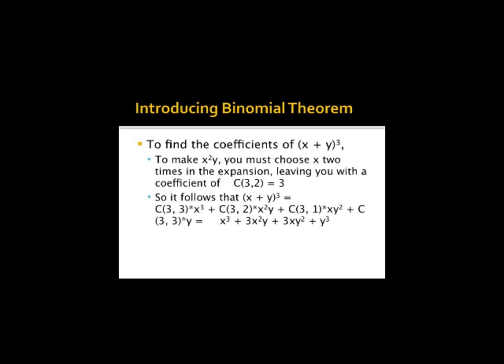To find the rest of the coefficients, we'll see that for x squared y, you only need to choose x out of 2 of the 3 expansions, leaving you 3 choose 2, which is 3. And so the coefficient for x squared y is going to be 3. Now, using that for the rest of the terms, we find that the expansion is x cubed plus 3x squared y plus 3x y squared plus y cubed.